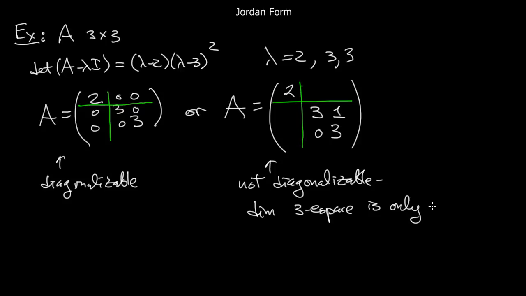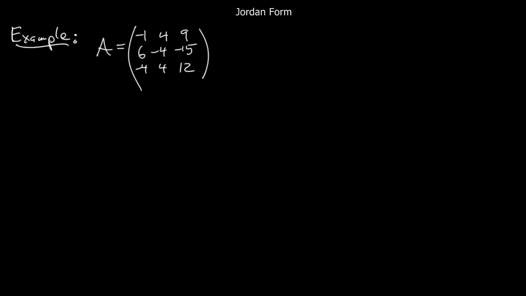So the dimension of the 3 eigenspace in this example is only 1, not 2. Okay, let's look at another example. Let's suppose you had a 3 by 3 matrix like this, and I asked you if it's diagonalizable, and if it's not diagonalizable, what's the next best thing?